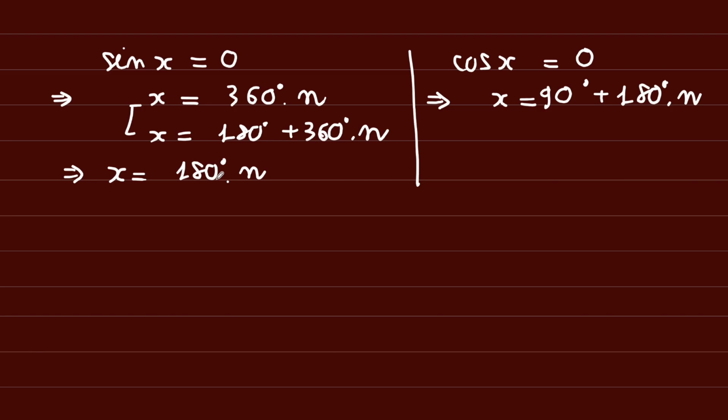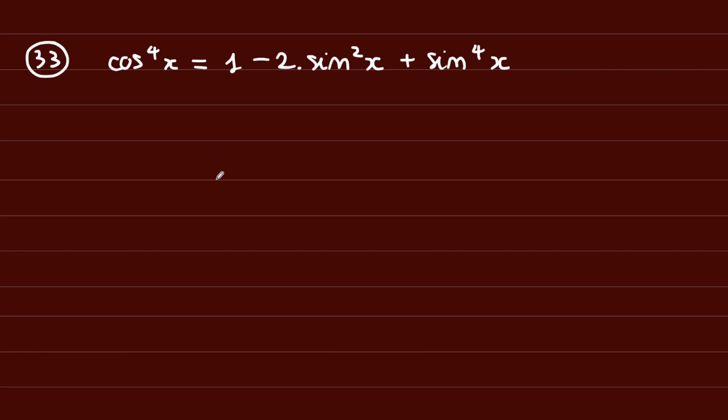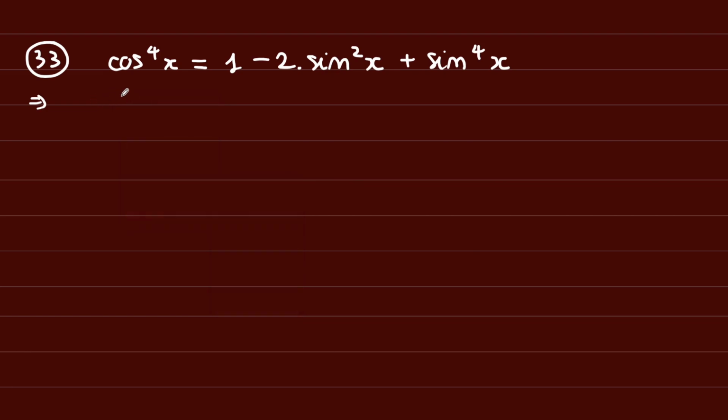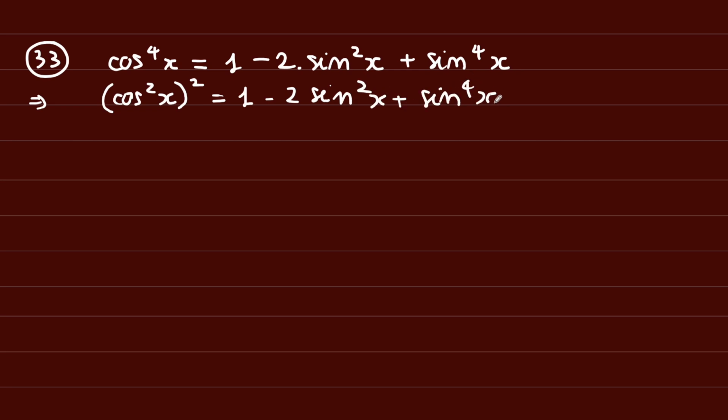The other question is 33. About 33 here, you have cos to the power of 4 of h equal to 1 minus 2 sine square h plus sine to the power of 4 h. How can we convert all cos to sine? Look at this: cos to the power of 4 means cos square inside the bracket and squared outside. The right hand side I will keep unchanged, and I will repeat that like here.